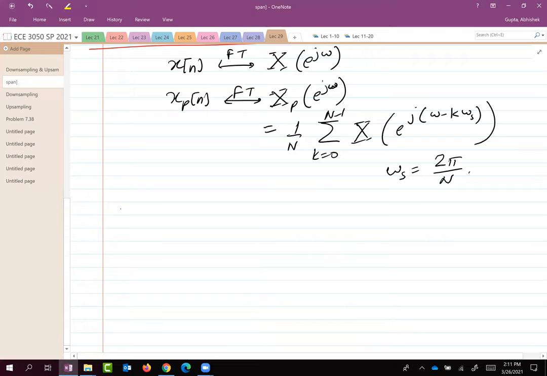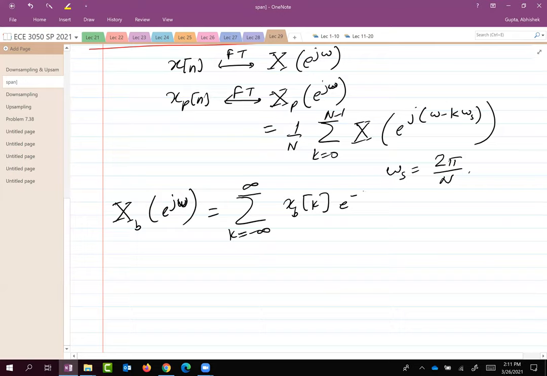Now we need to look at what is happening to X_b(e^{jω}), which is given by the summation k equals minus infinity to plus infinity. So this is just the definition of the Fourier transform of small x_b. Let me substitute the expression for x_b here.